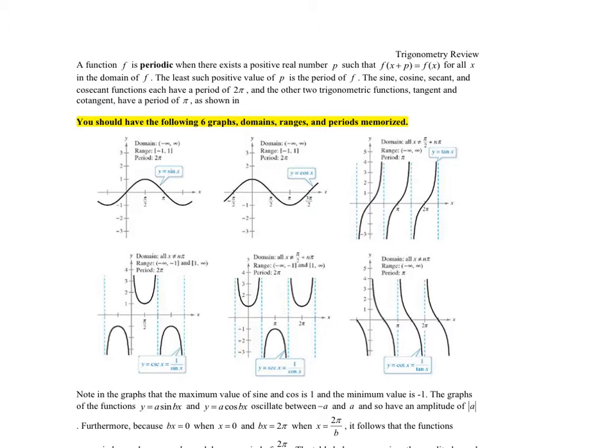It doesn't matter. But what I wanted you to pay attention to is the domain, which is what x values can you plug in, range, what are your y values restricted by, and then it says the period. The period is how long does it go before it repeats itself. So sine and cosine both have periods of 2 pi, which is the same thing as secant and cosecant, of course, because they're just the reciprocals. Tangent has a period of only pi.